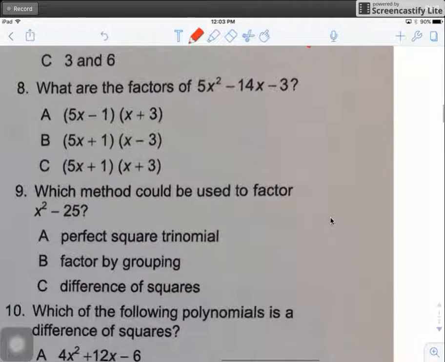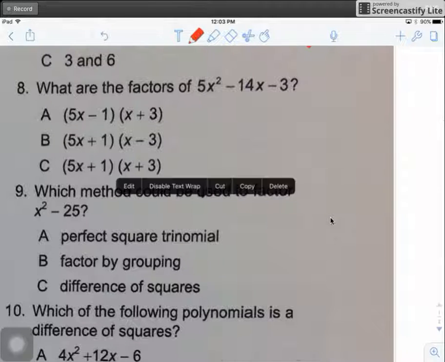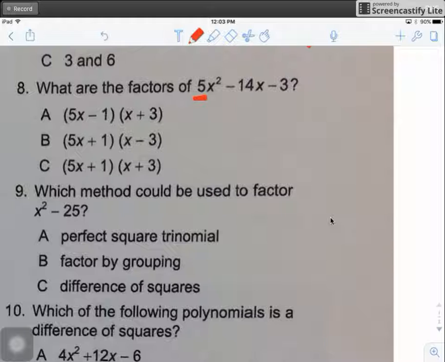Number 8, what are the factors? And this one actually has a number in front of the x squared. And so we actually have to factor the long way. Let's use this crisscross spider method again. So we have 5x and x. That's the only way we can get 5x squared.